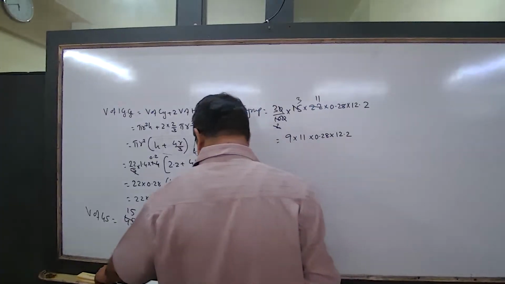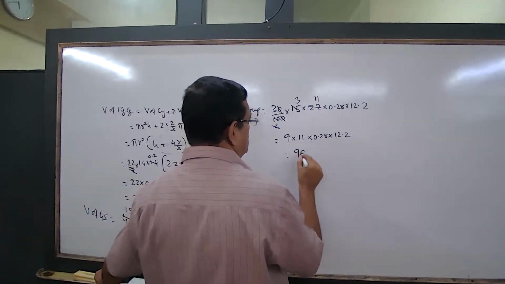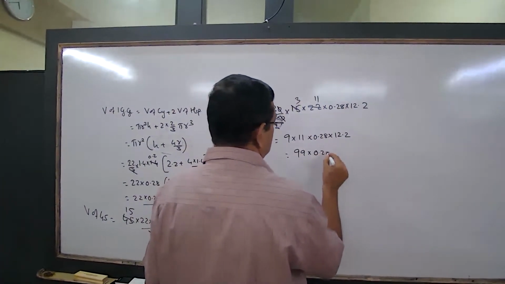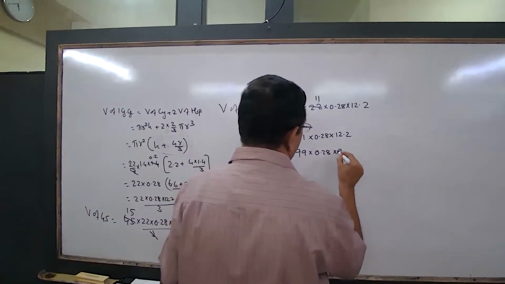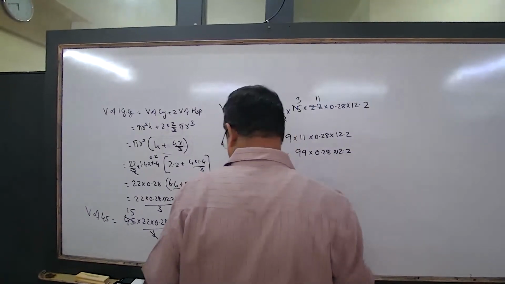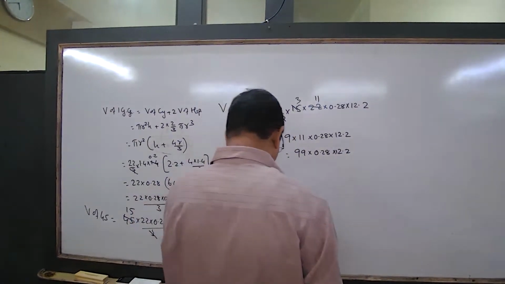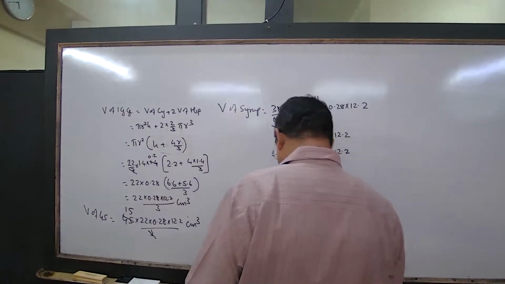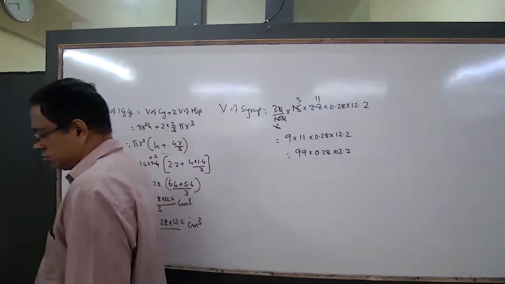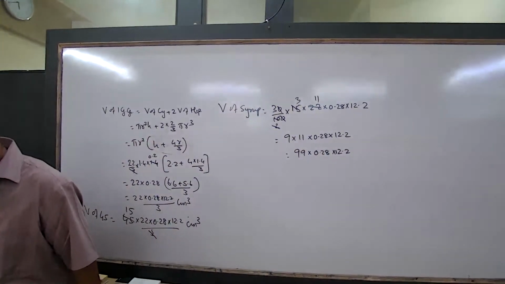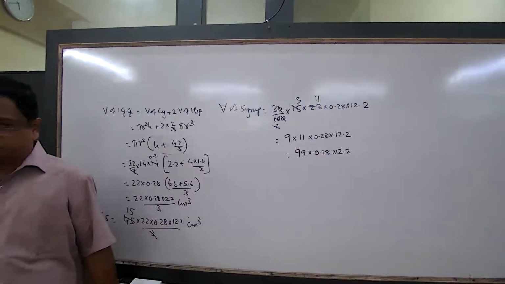This all of you do it. 9 into one more step, 99 into 0.28 into 12.2. This multiplication all of you do it. Deepam, are you following? Multiplication do it. All of you.